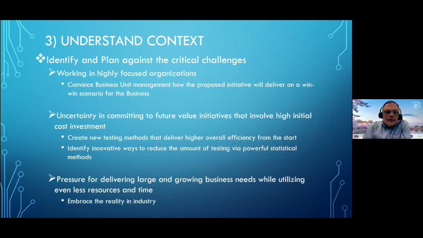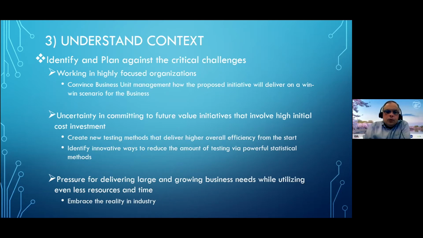The third step or stage, statistical engineering stage, and as Roger mentioned, we are listing them sequentially, but there is a lot of iterations and connection. The order is not necessarily always like that. But the third stage I want to talk about is understand the context. For us, this was identify and plan against the critical challenges.